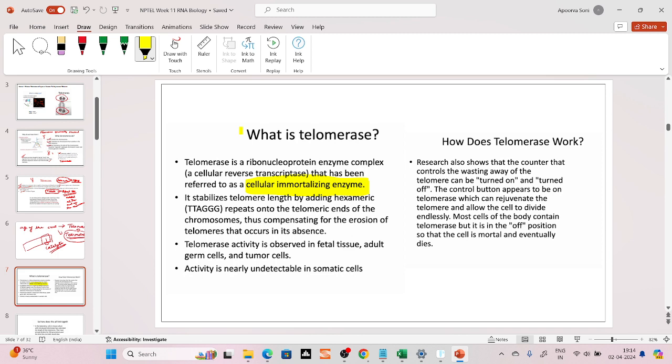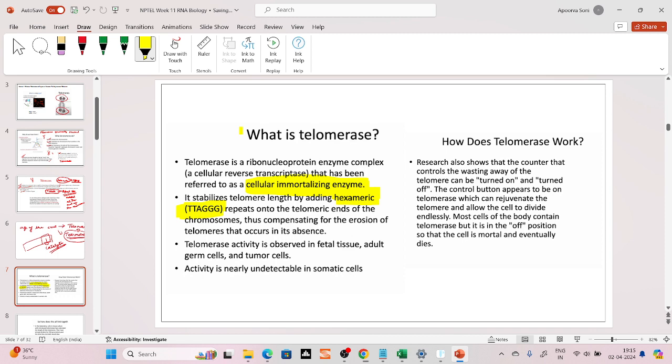But if you provide the cell externally with the telomerase enzyme, it can resynthesize the telomeres and the cells can keep on dividing. So that is why telomerase is known as a cellular immortalizing enzyme. So what does it do? It stabilizes telomere length by adding hexameric, this is TTAGGG repeat, onto the telomeric ends, thus compensating for the erosion of telomeres that occurs in its absence. Okay, this is important. And remember, it's a hexameric repeat. Then telomerase activity is observed in fetal tissue.